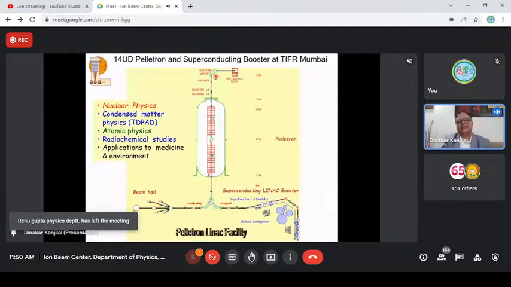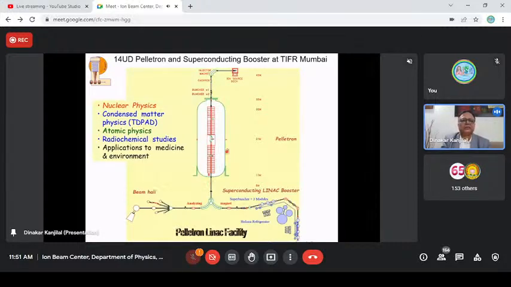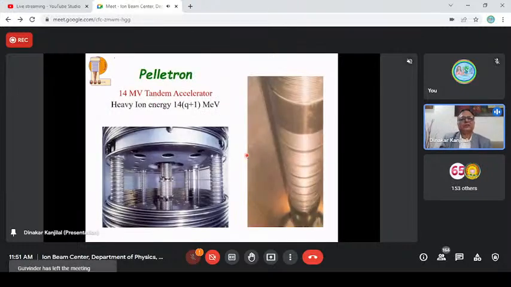So energy is gained twice, once by attraction to the positive terminal due to the negative ion, and once by repulsion from the terminal as a positive ion. That is how a 14 UD can produce hundreds of MeV. How? It is 14 UD multiplied by whatever charge state. Suppose I take charge state 10, that's 10 into 14, 140. 140 plus 14, 164 mega electron volt. So this is a tremendous gain with this modern technology, because in the earlier case it would have been only 14 MeV always, or 28 maximum. So this is the technology which came.